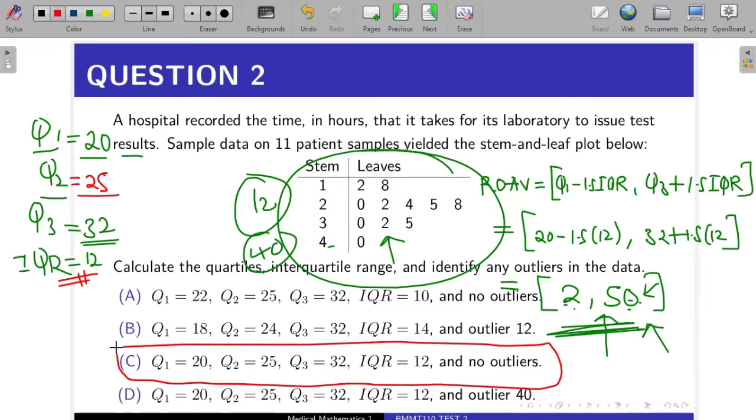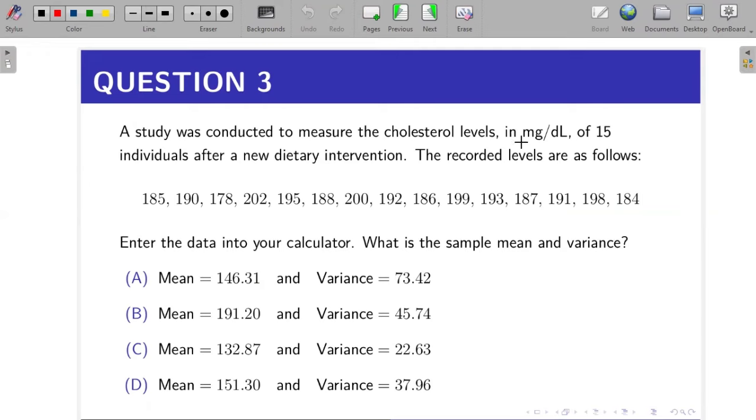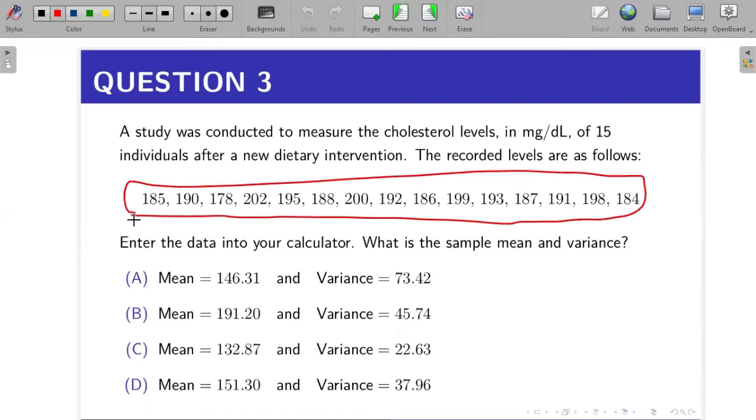Okay, so let's go to question 3. In question 3, they're saying a study was conducted to measure the cholesterol levels in milligrams per deciliter of 15 individuals after a dietary intervention. The recorded values are as follows. So these are the recorded values for 15 individuals. The question here is: enter the data into your calculator. What is the sample mean and the variance?